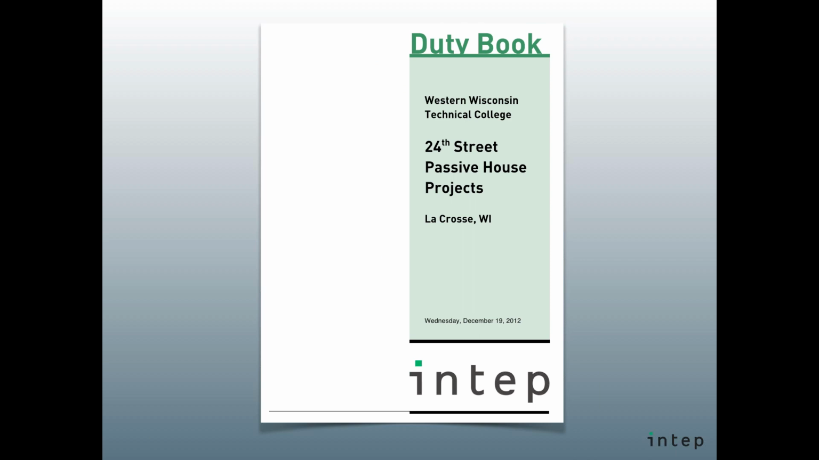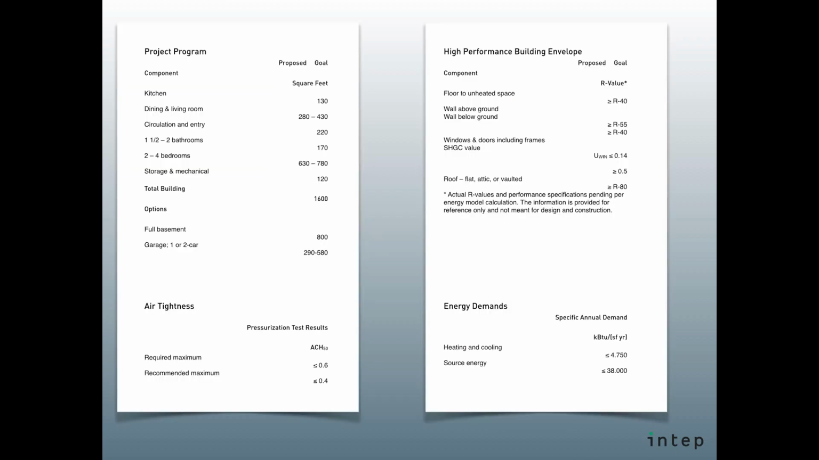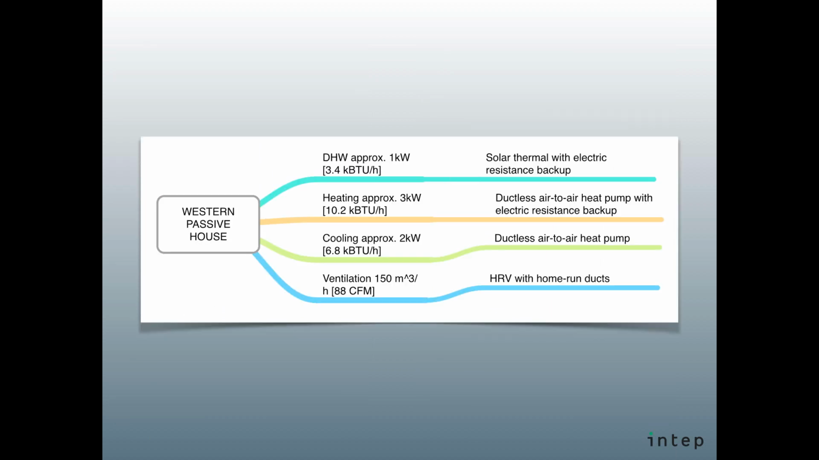So the first step that we took is to basically write an outline: what is this project all about? We went in and set up some project parameters, square footages, things like that. And then we already pilfered from Passive House. You can see air tightness and some of the building envelope components and energy demands, and basically framed up a document that outlines what this development is going to hold itself accountable to. And in that document, we also started to outline some of the systems that may be leveraged.